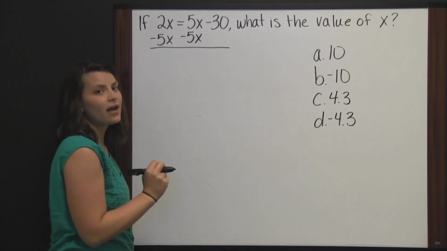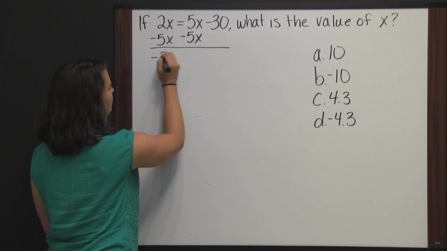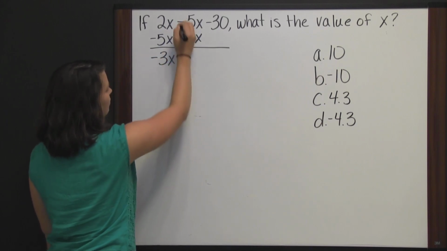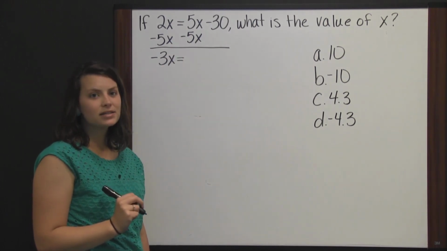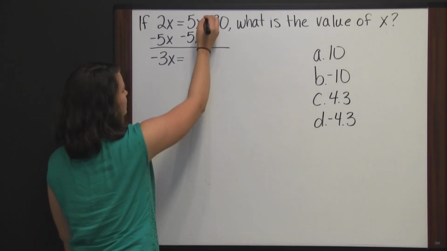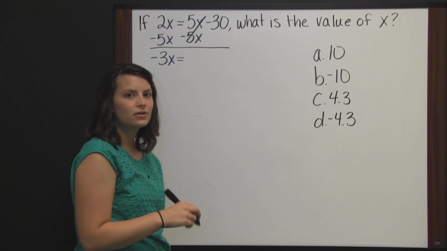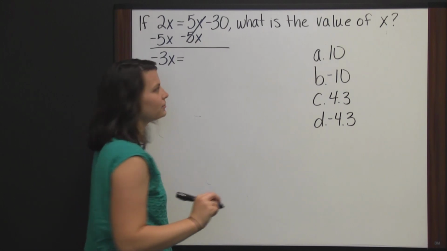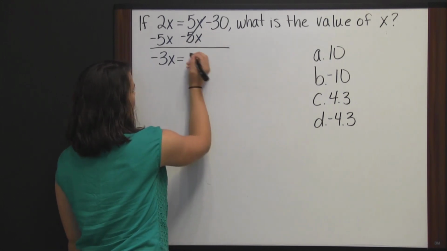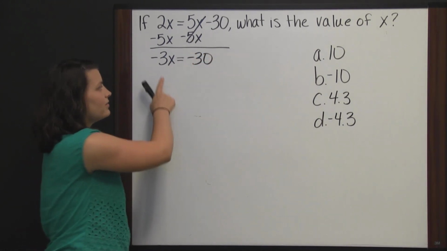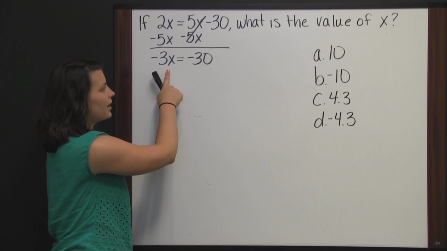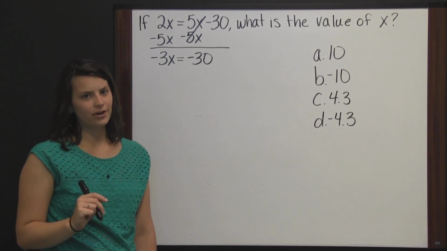2x minus 5x is negative 3x. We bring down our equal sign. 5x minus 5x is 0 because those are additive inverses. So we've canceled that out. And what we have left on the right side is negative 30. Now we have negative 3 times x is equal to negative 30.